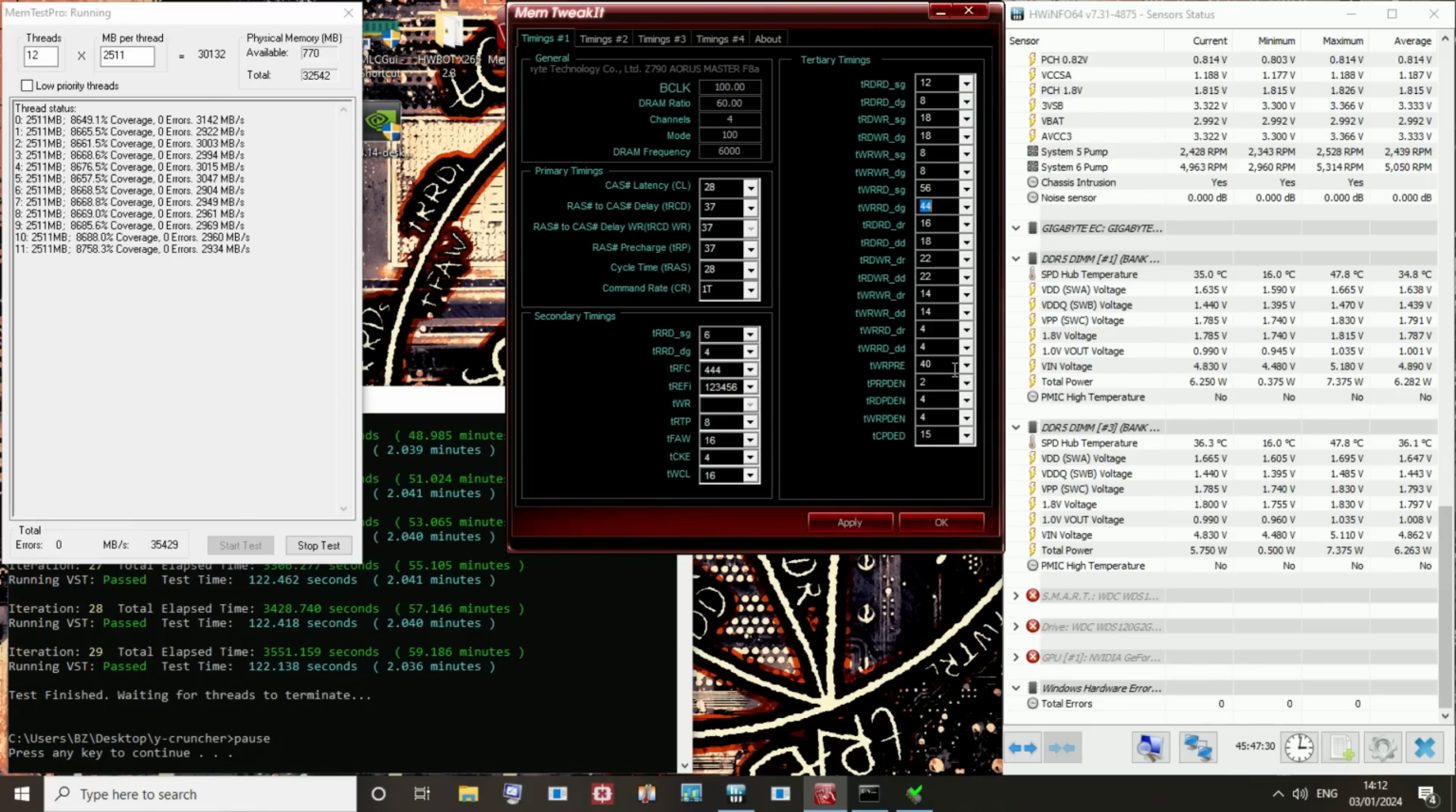Then we have write-to-precharge, which I have at 40. Which to a lot of people seems like, oh, that shouldn't work. tWR can't go below 48, except tWR doesn't exist on Intel memory controllers. Because what write-to-precharge controls is the delay between a write command and a precharge command. And the memory controller can issue write and precharge commands whenever it feels like it.